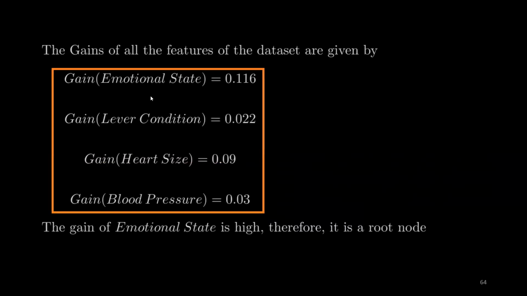Now the information gain of all the 4 features has been calculated. We can see that the gain of the emotional state is high. Therefore, it is our root node and our split starts from this feature.